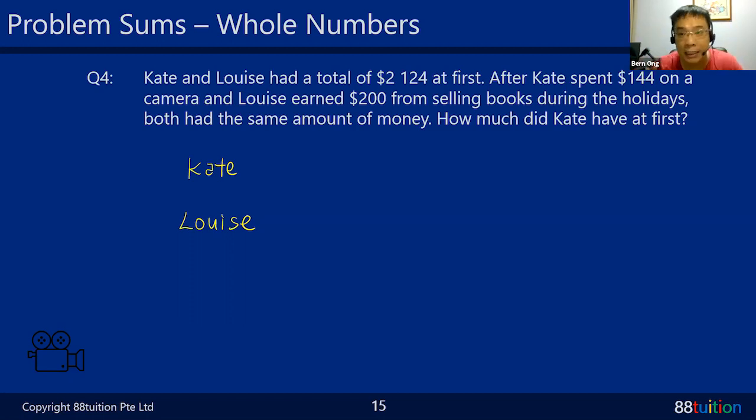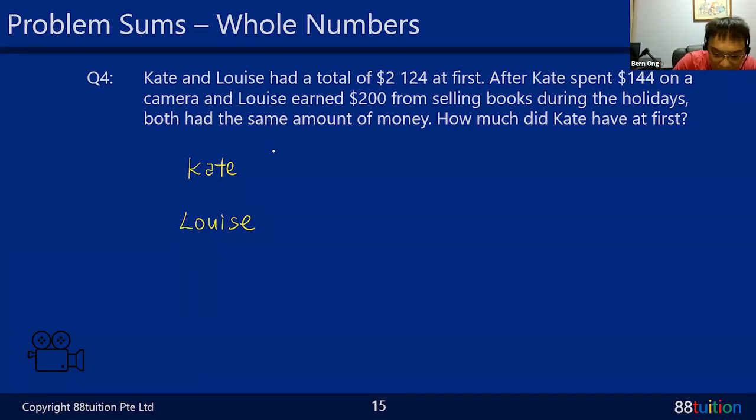Keith spends money, and Louis earns some money, and they have the same amount in the end. So in the beginning, Keith must have more money, so that when he spends some of it, and Louis, who got less money, earns some of it, in the end they have the same amount of money. Can you see or not?